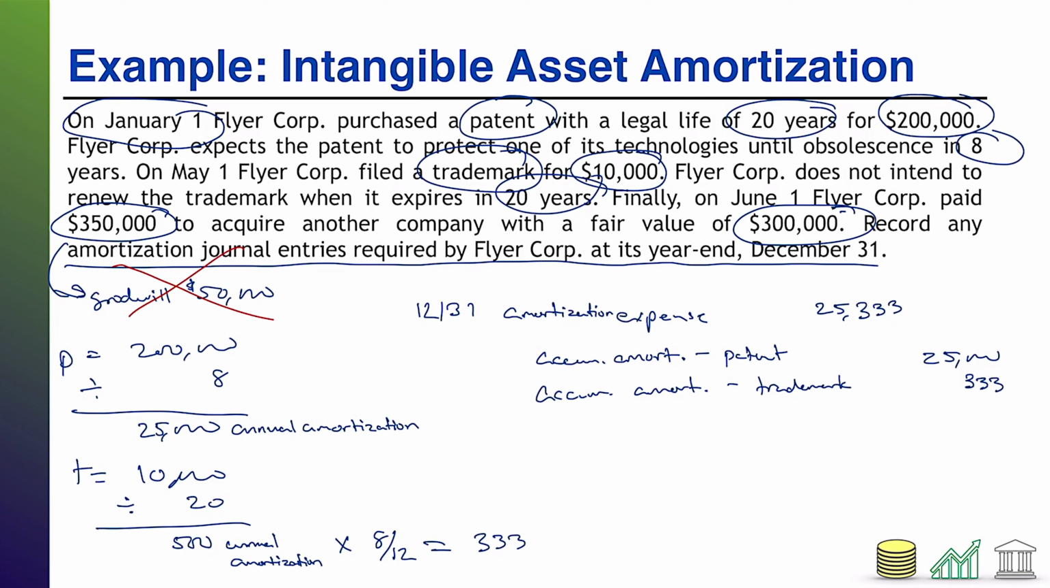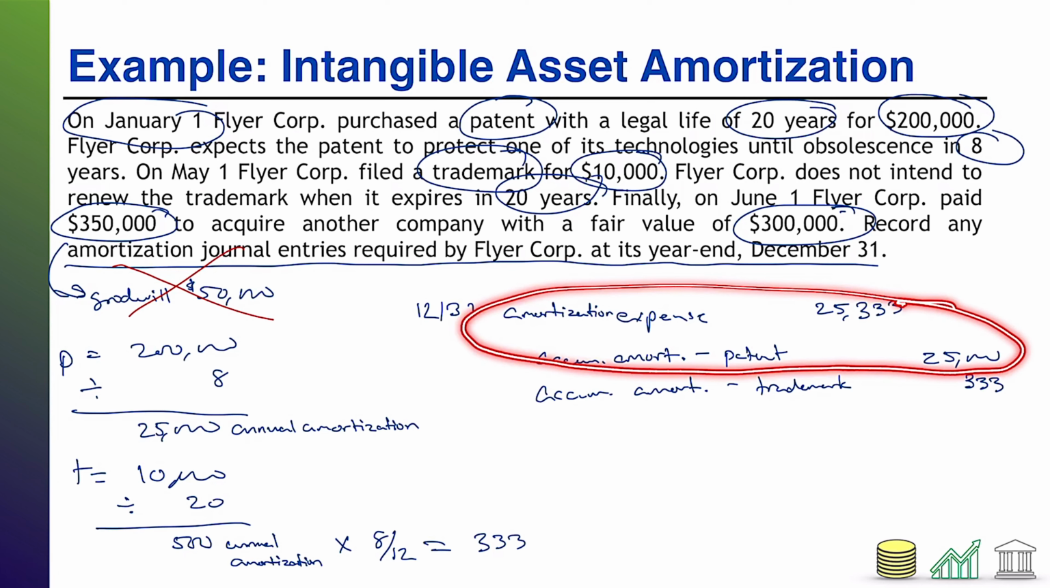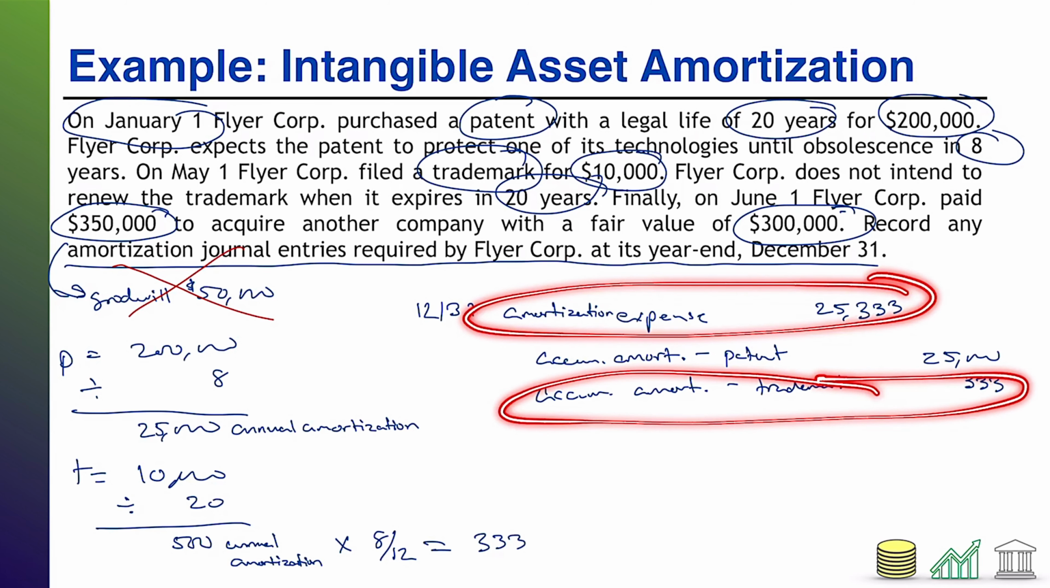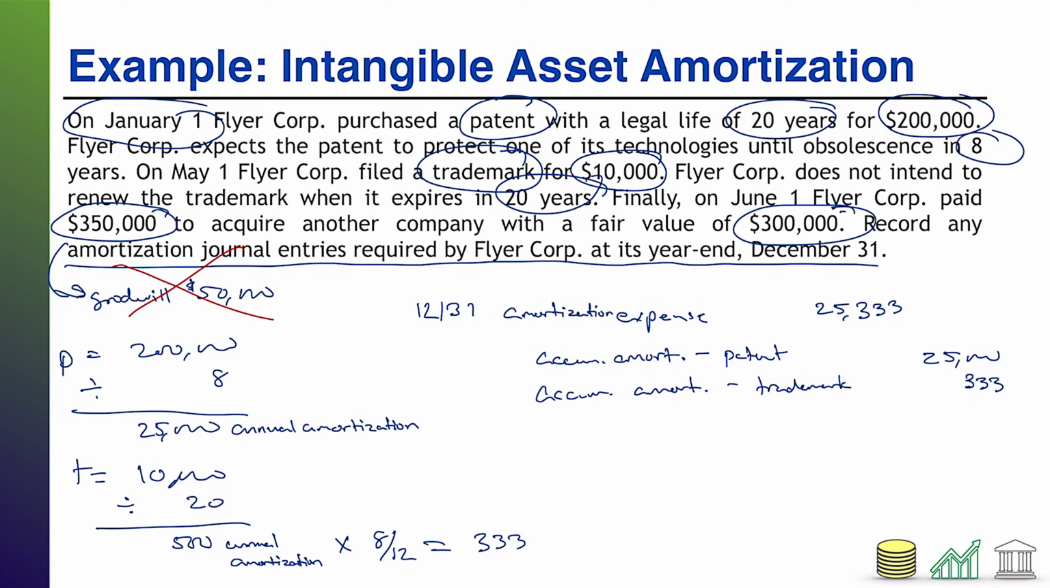Now, the next question I usually get from students at this point is, could I have done this as two separate journal entries? Do I have to combine it like this? Or could I have done the patent by itself? Could I have done the trademark by itself? And the answer is yes, absolutely. You could have split it up into two separate journal entries. One with amortization expense and accumulated amortization for $25,000, one with amortization expense and accumulated amortization for $333. You could have done two separate entries, totally fine.